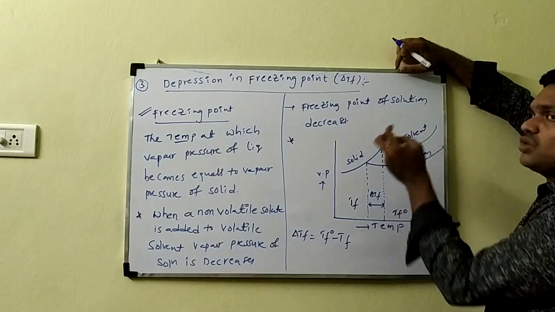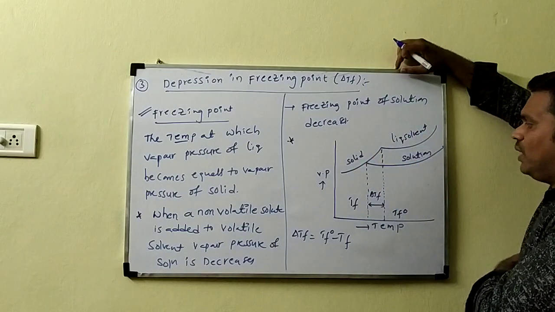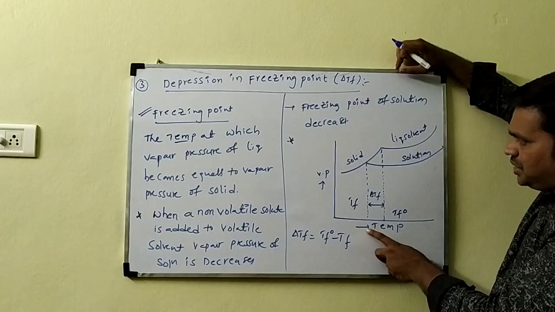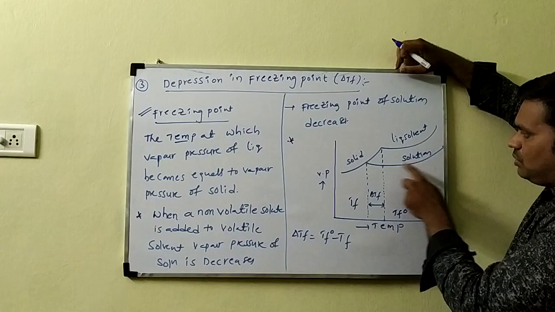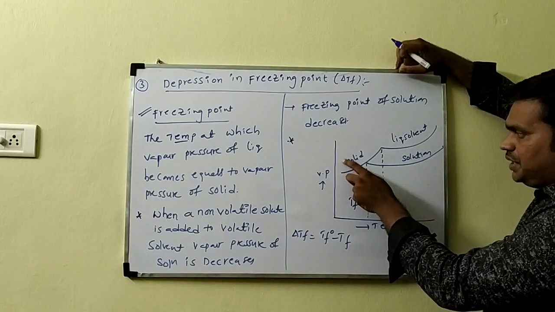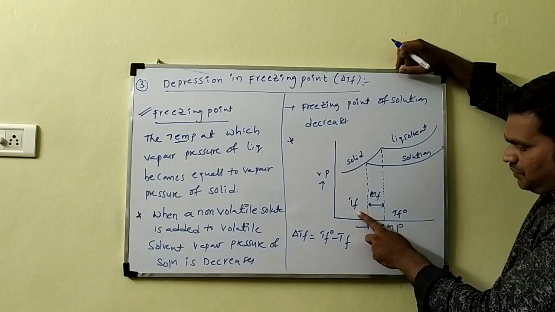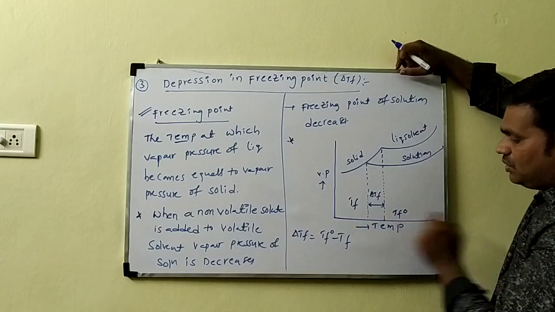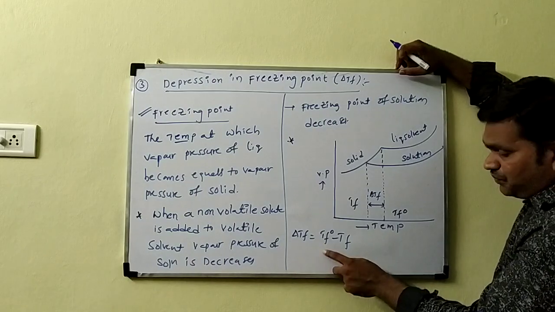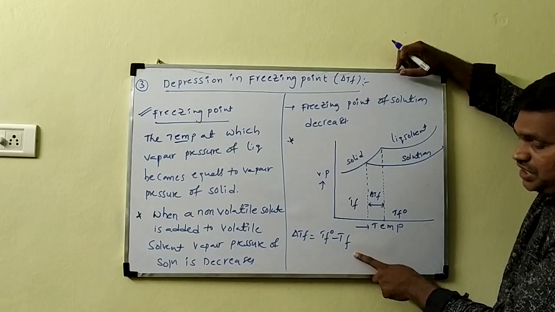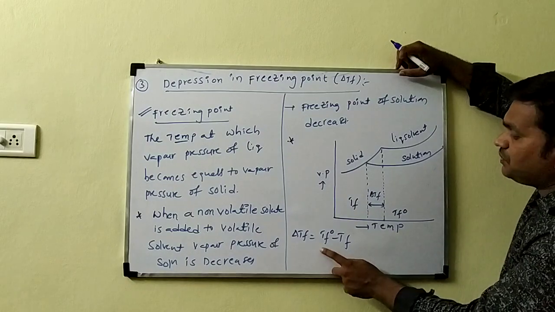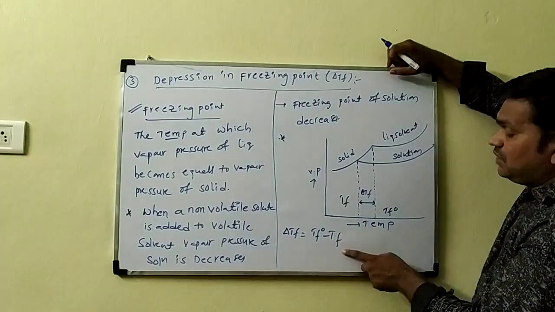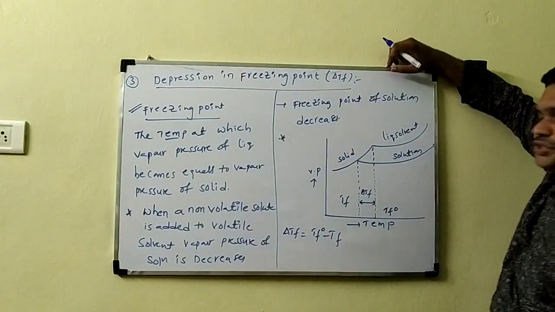Now to this liquid we add a non-volatile solute. The vapor pressure of the solution decreases, and at this temperature the vapor pressure of the solution equals the vapor pressure of the solid. That we call TF. The difference between TF naught and TF is delta TF, so delta TF is equal to TF naught minus TF. TF naught is the freezing point of the pure solvent and TF is the freezing point of the solution.